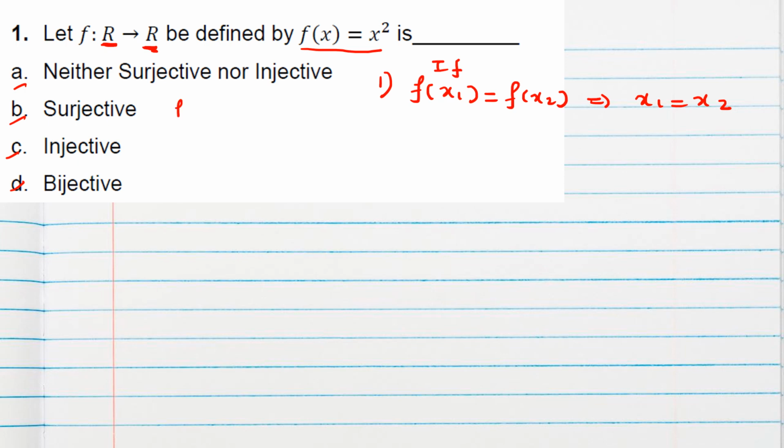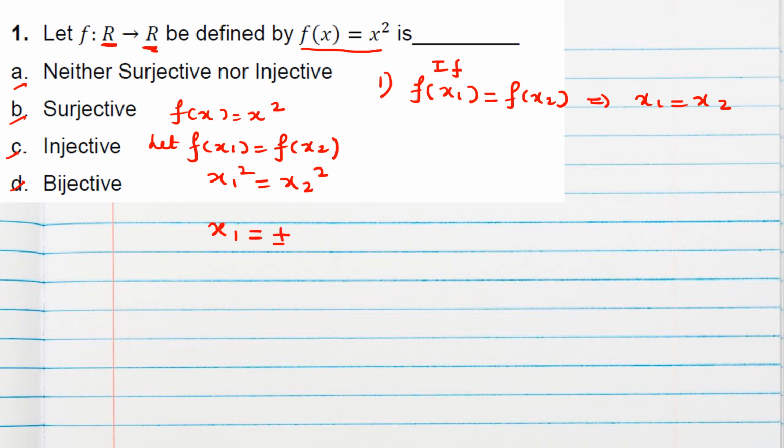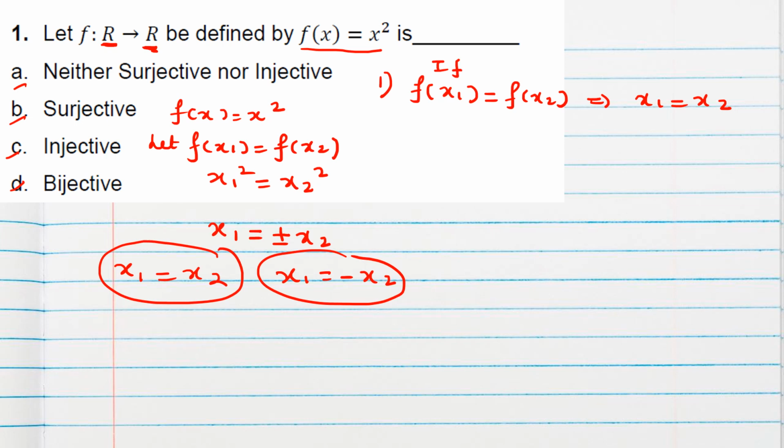So we will take f of x equal to x square and let f of x1 equal to f of x2. So x1 square is equal to x2 square, we can write. But while we take the square root, x1 will be plus minus x2. That means x1 can be equal to x2 also, or can be equal to minus x2. Actually, this is the general way of proving. So we can see here that for two values we are getting the same function value. Both are not the same.